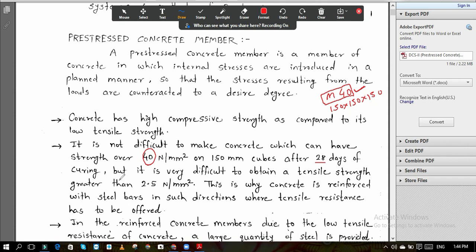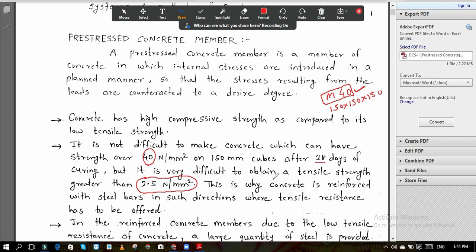But it is very difficult to obtain a tensile strength greater than 2.5 Newton per mm square. Now you see the difference: 40 and 2.5. Okay, so concrete can take a high compressive strength, but it is very difficult to obtain a tensile strength greater than 2.5 Newton per mm square. Okay, so see how low the tensile strength is.